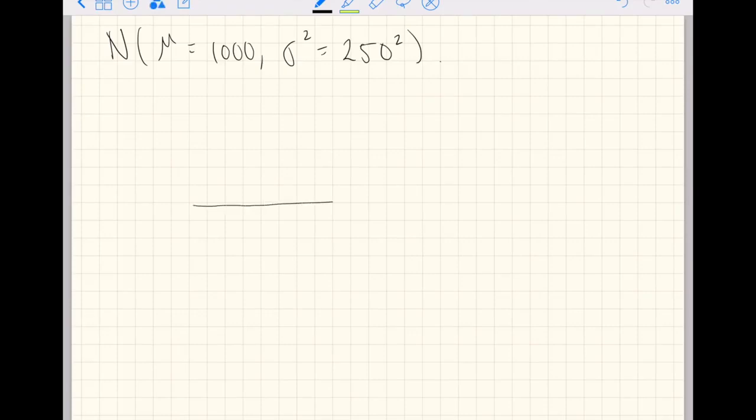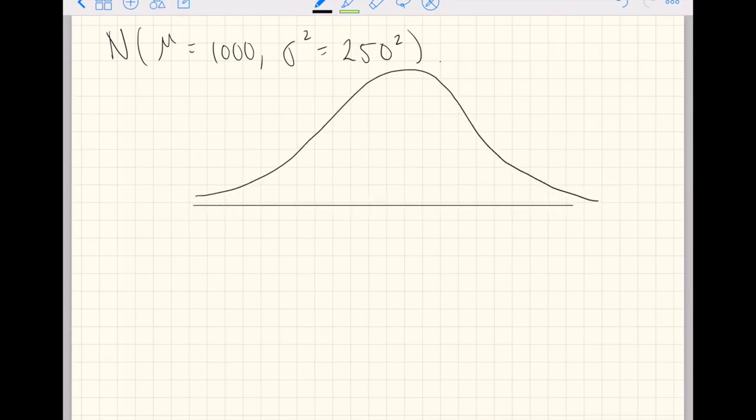So here we go. Let's draw as best a normal distribution as I can, and then brag about how good that is. That's not bad. This distribution is going to be centered at 1,000. And I like to write the standard deviation just kind of hovering in the top right corner.